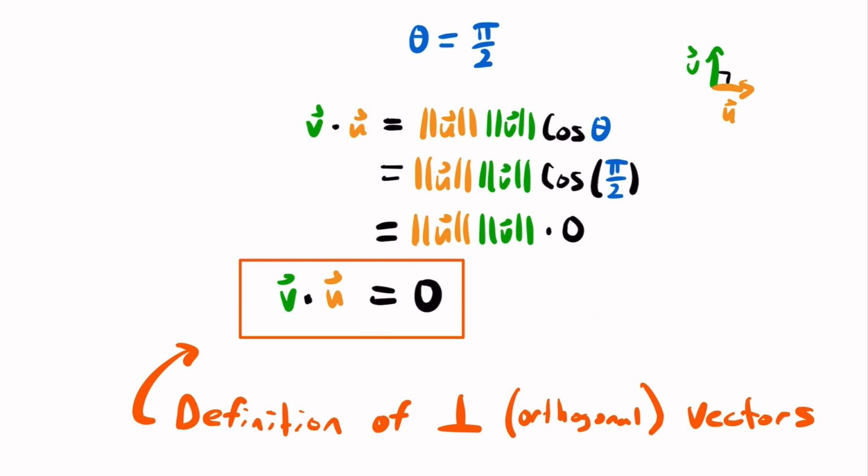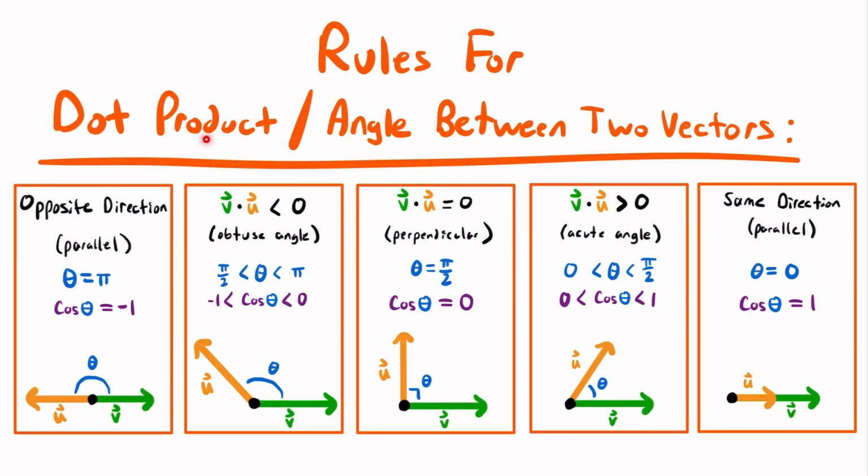But now one more thing regarding the dot product between two vectors. We can actually use the result of the dot product even when it's not 0 to help us determine what type of angle is between vector v and vector u. And so let me show you what I mean. Here I have some rules for the dot product as it relates to the angle between two vectors. And this looks like a lot of information to take in at first, but it's actually not too bad.